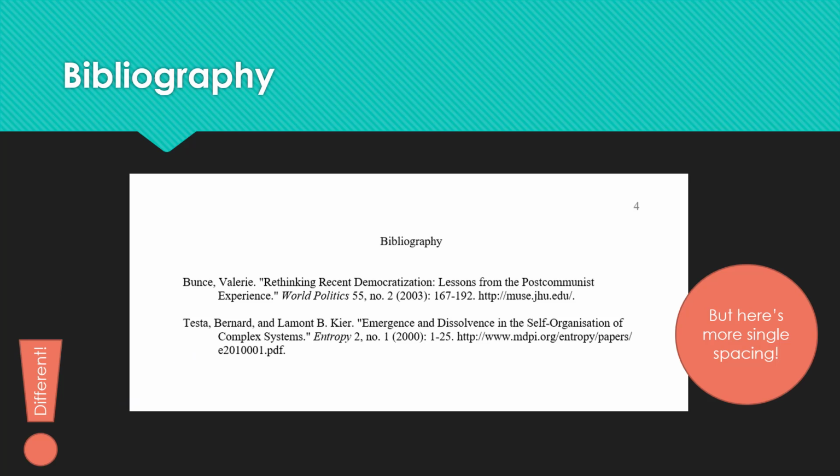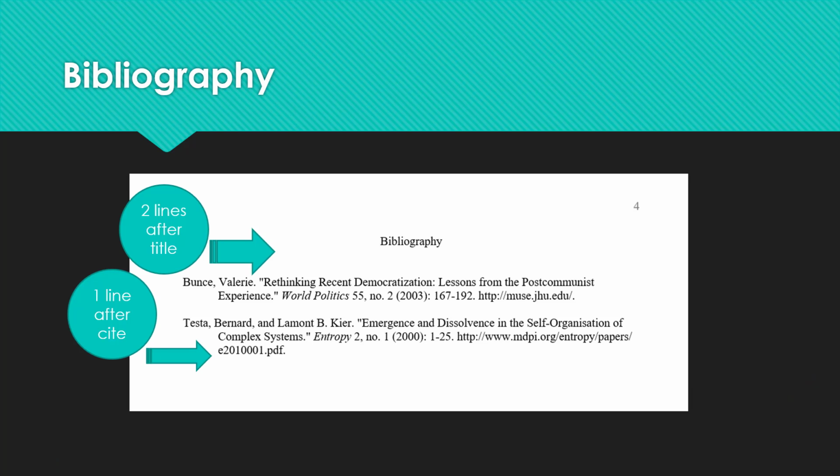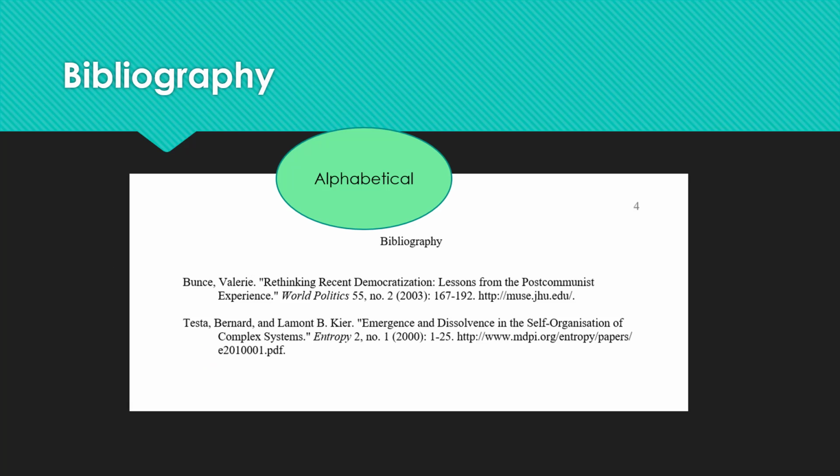And the hanging indent, you see that in APA as well as MLA. But here in Chicago, like I said, you'll find single spacing within the citation on the bibliography page. That is different from MLA and APA. Two lines after the title, and then 1 line after each citation. Alphabetical listing.